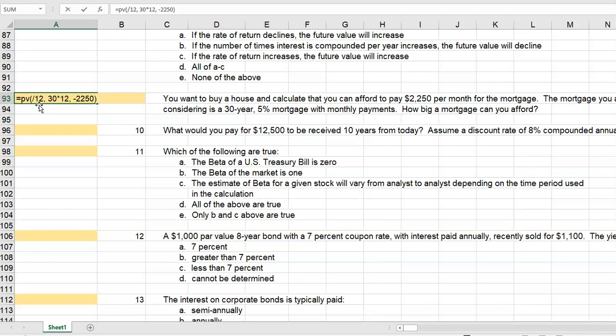Okay. So again, remember what you're doing is you have to change the rate: 0.05 divided by 12. Number of periods goes up. Payment, I don't have to change because it is already in monthly payments. And now I can get a mortgage of $419,000.